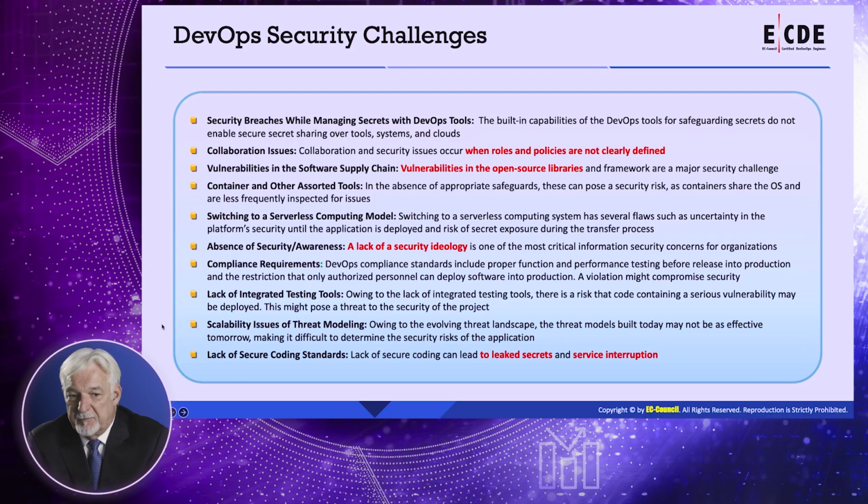And finally, a big challenge of ours is the lack of secure coding standards. There's a lack that can lead to leaked secrets, service interruption, vulnerabilities in code, poor coding, I'd want to say in design. And SCAs are one way that we can address that, certainly. But anyways, so these are the challenges that we have when it comes down to DevOps from a security professional perspective.